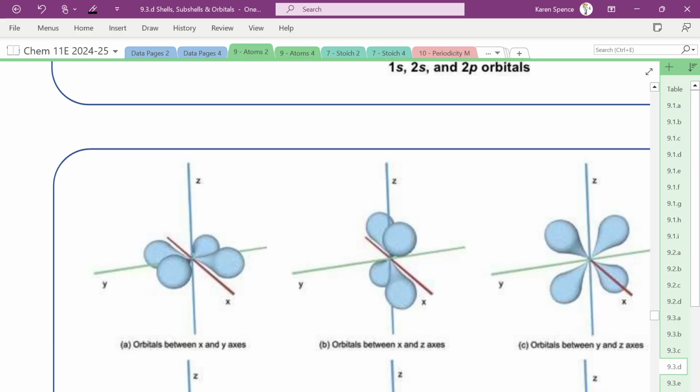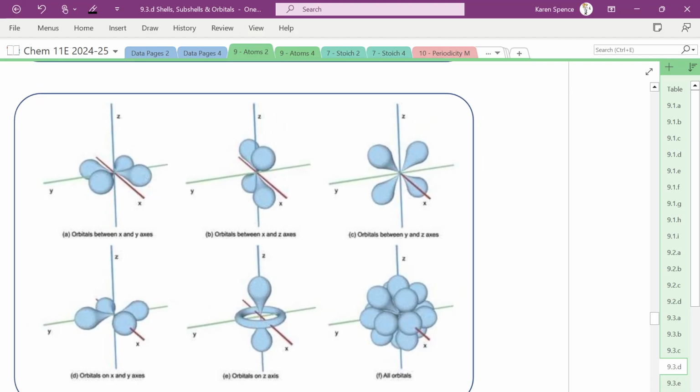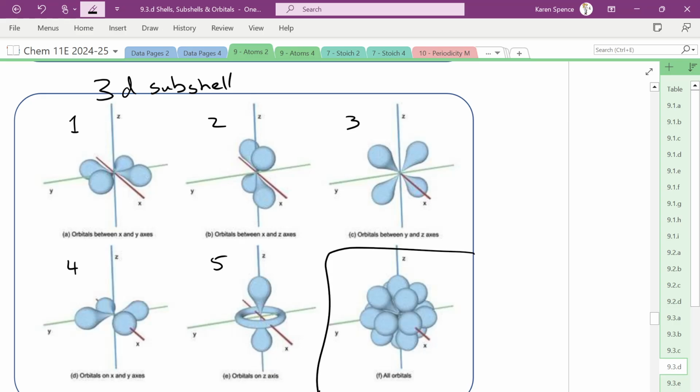Similarly, we can do the same thing for our d orbitals. We can show what they all look like together. Okay, so we have 1, 2, 3, 4, 5 d orbitals. So this would be a d subshell. So this is the 3d subshell. And then this is 5. And then this is all of them overlapping. Not that you need to be able to draw that or even visualize it. It's just kind of like, there we are. So you've at least seen it.